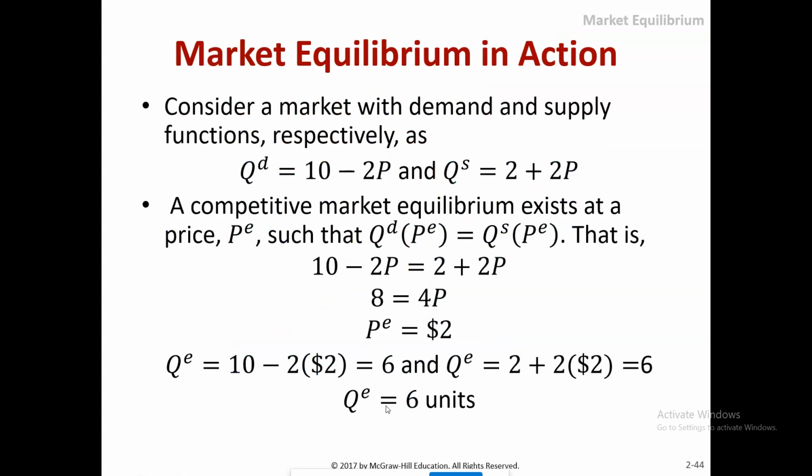Then mathematically, we can discover the equilibrium by equating, making the quantity demanded equal to quantity supplied. This mathematical expression, quantity demanded equals quantity supplied. By solving this equation, we can figure out the equilibrium price is 2, and plugging this 2 into either function, for quantity demanded or quantity supplied, we can figure out the equilibrium quantity, which is 6 units.